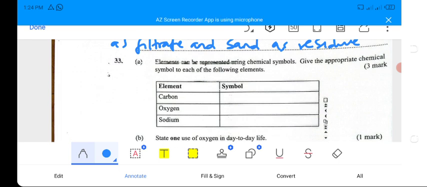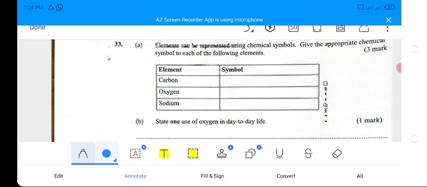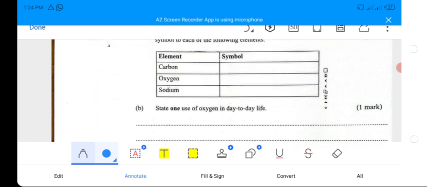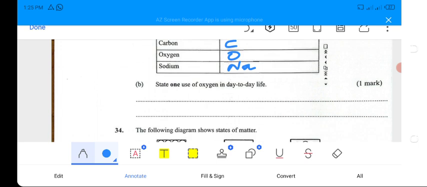Elements can be represented using chemical symbols. Give the appropriate chemical symbol for each of the following elements. So the symbol for carbon is letter C, symbol for oxygen is O, and the symbol for sodium is Na. Carbon and oxygen are gotten from their English name, and sodium symbol is gotten from the Latin name, which is natrium.